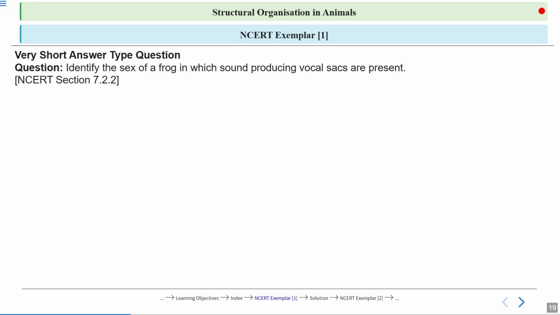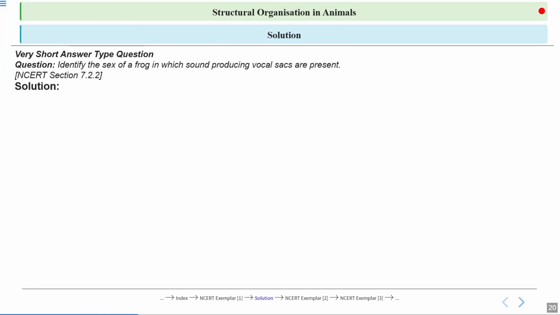Very short answer type of question. Identify the sex of a frog in which sound producing vocal sacs are present. So let us see the answer. Male frog possesses the vocal sac. Yes, vocal sac is present only in the male frog.